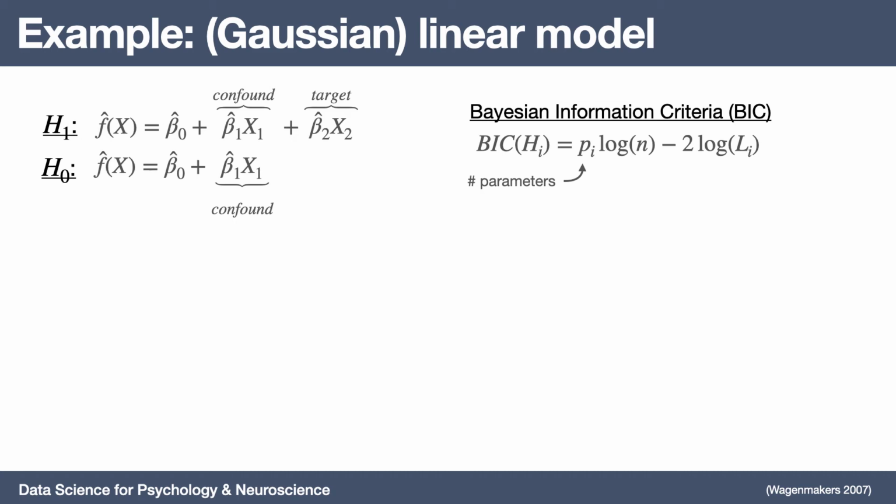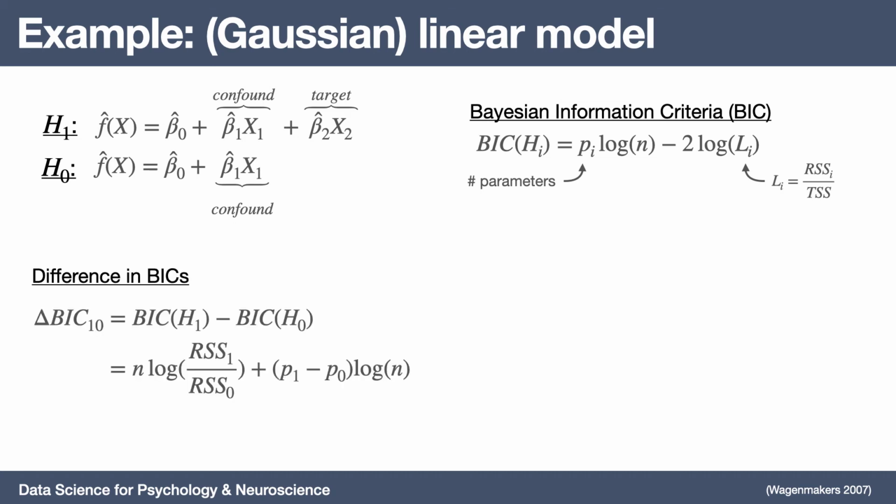In the Gaussian linear model case, the likelihood here is just your residual sums of squares for that model over the total sums of squares. So in the linear regression context, it's pretty simple. So you calculate out a BIC for both the null hypothesis and the target hypothesis, or your research hypothesis. You can then calculate out the difference in BIC values. So if you just subtract the BIC for the alternative against the null.